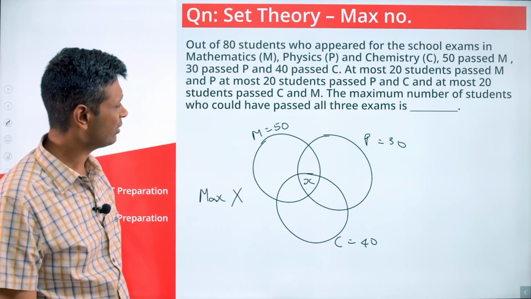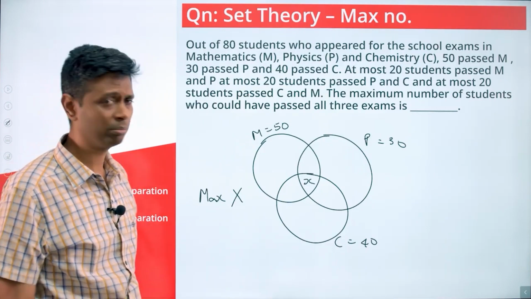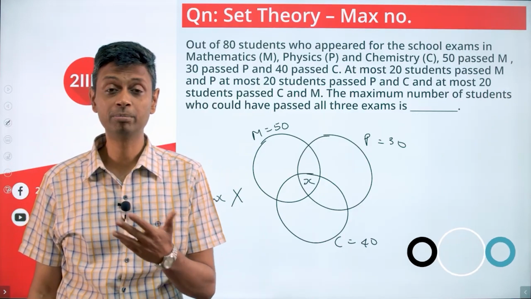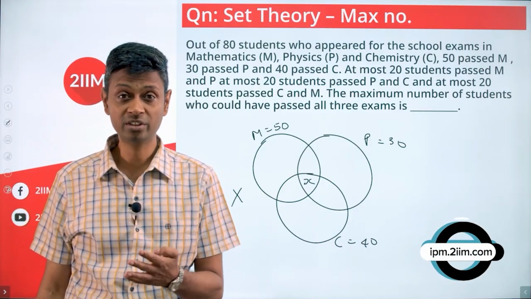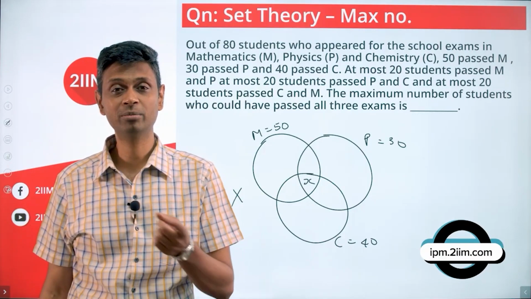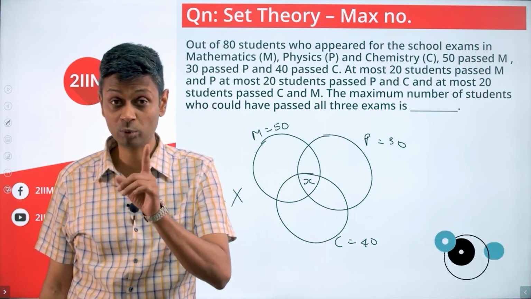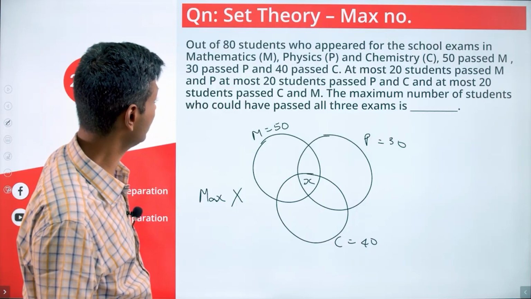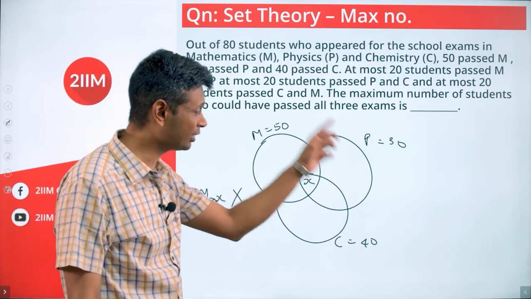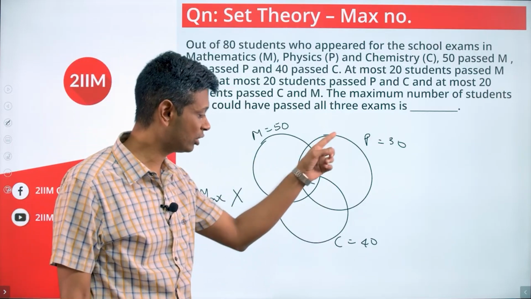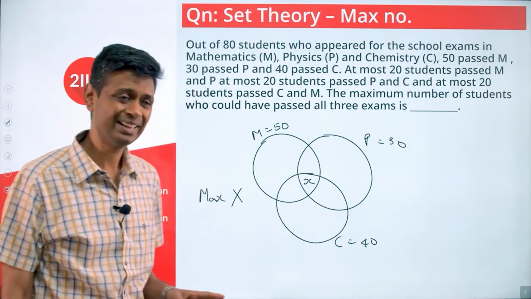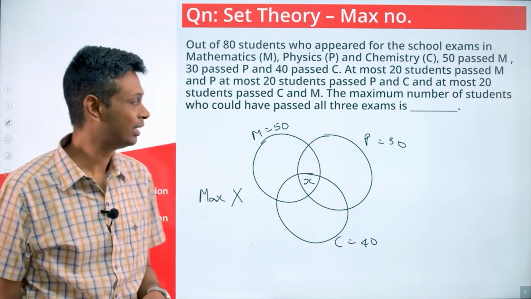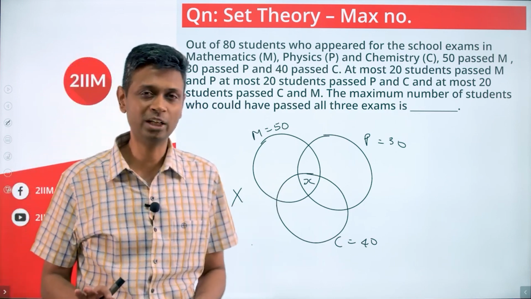Okay. We have a wonderful formula. A union B union C is A plus B plus C minus A intersection B minus B intersection C minus C intersection A plus A intersection B intersection C. So I want to think about that formula. Out of 80 students who appeared for school exams, assume the total is 80. M union physics union chemistry is 80. There could be people outside also. The total could be less than 80 technically, but we're looking to find the maximum. I think 80 will work.